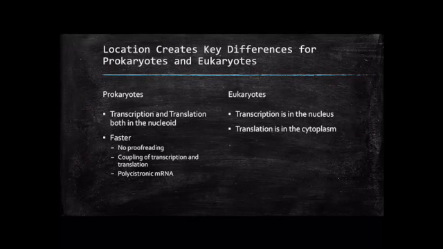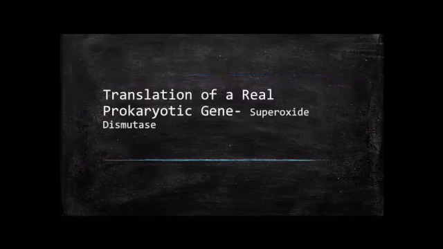Lastly, prokaryotic transcription incorporates polycistronic messenger RNA, whereas eukaryotic transcription does not. Polycistronic mRNA has the ability to carry several genes encoded in a single transcript. Transcription in prokaryotes does not have to transcribe just one gene at a time, which significantly increases the speed of transcription.